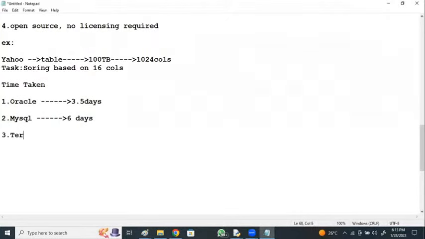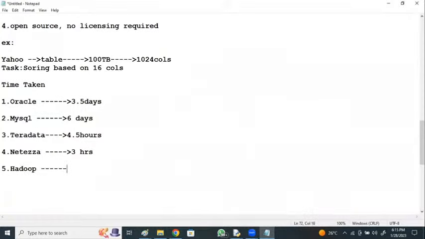Specialized databases like Teradata, used for data warehouse purposes and able to handle TBs of data, just took 4.5 hours. Another specialized database like Netezza just took 3 hours to process this. But finally, Hadoop.